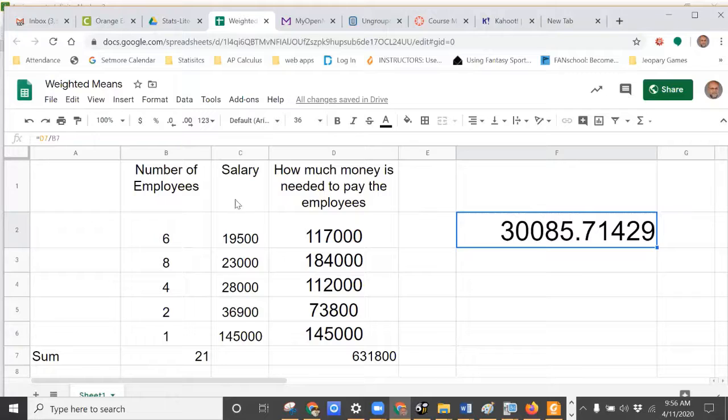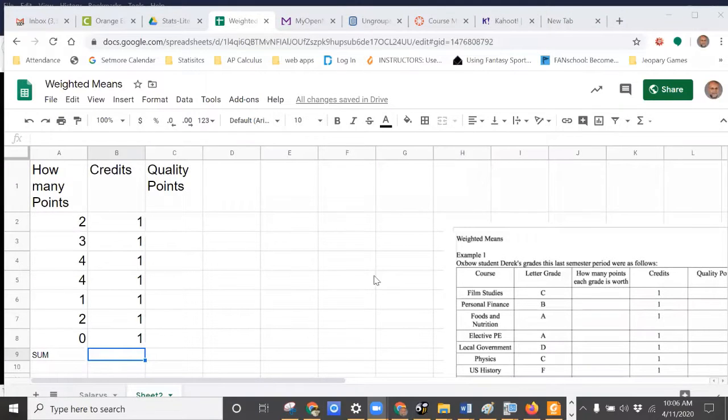Okay, so I'm going to get the next one set up, and we'll just keep rolling with the spreadsheet. Okay, so this next one is about weighted GPAs, and all GPA is a weighted mean. You guys all have GPAs at Oxbow. I guess they're going to calculate them again for quarter 3 and quarter 4. So it's the same process.